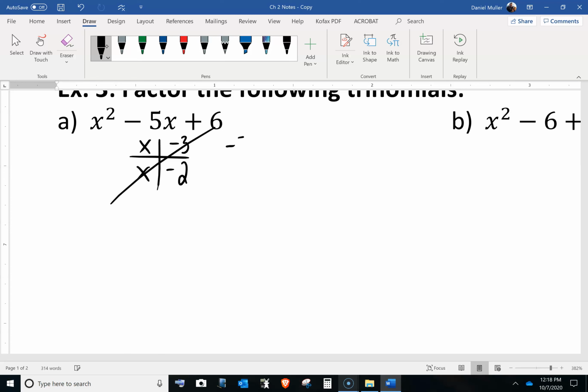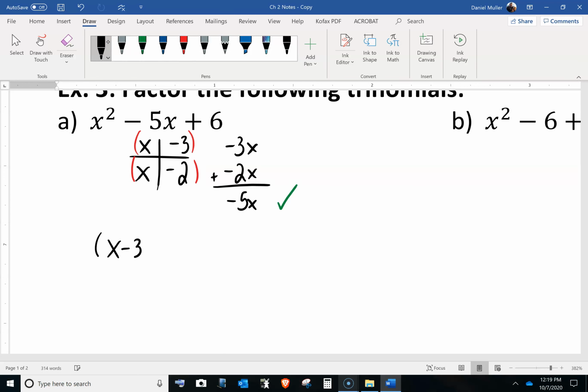But I'm going to write down negative 3x, negative 2x. If you added those together, you would get negative 5x, which is our middle term. So that is good. So there we have it, x minus 3 and x minus 2.